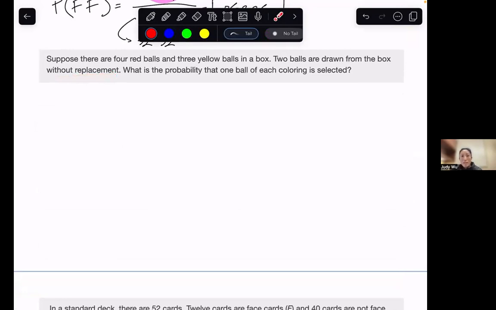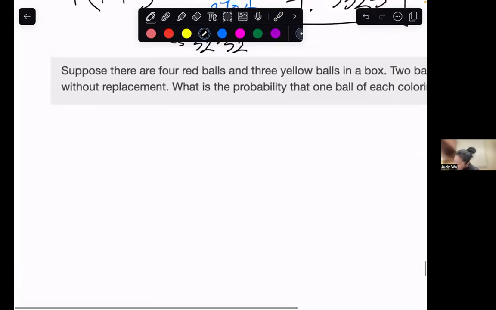What is the probability that one ball of each coloring is selected? So maybe I pick a red ball and then a yellow ball, fine. Or maybe I choose a yellow ball and then a red ball, also fine. I just don't want them to be the same color, okay? So in this case, we don't have a tree diagram, so let's use this to practice drawing a tree diagram, okay?